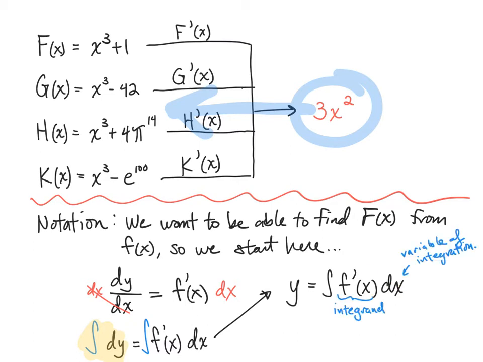So this here is what we call the integrand, the function or the expression that we are trying to find the antiderivative for, and the variable after the d is the variable of integration. So we would say, again, the antiderivative of f prime of x dx with respect to x. One other really quick fact about this is the antiderivative and the derivative are inverse operations.